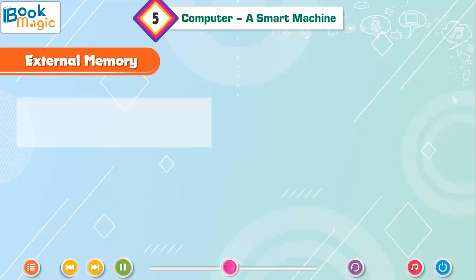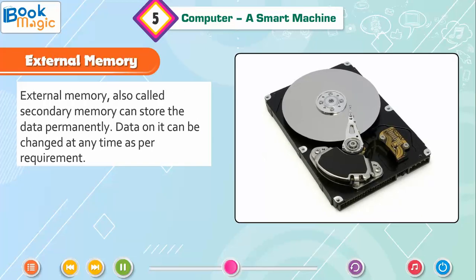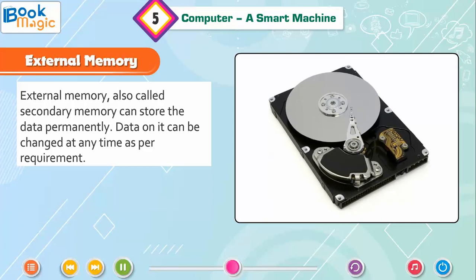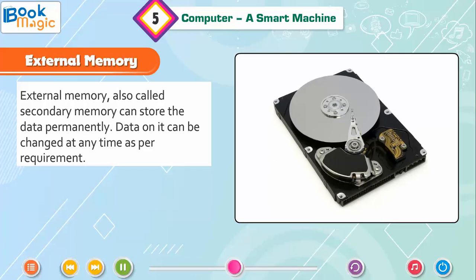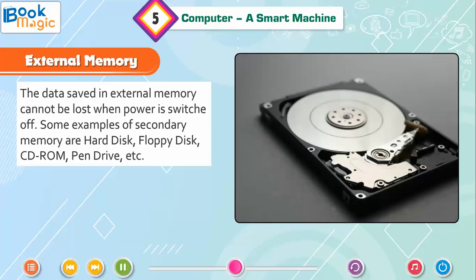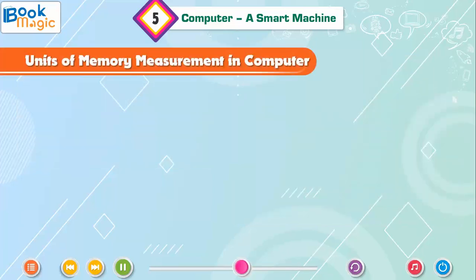External memory. External memory, also called secondary memory, can store the data permanently. Data on it can be changed at any time as per requirement. The data saved in external memory is not lost when power is switched off. Some examples of secondary memory are hard disk, floppy disk, CD-ROM, pen drive, etc.